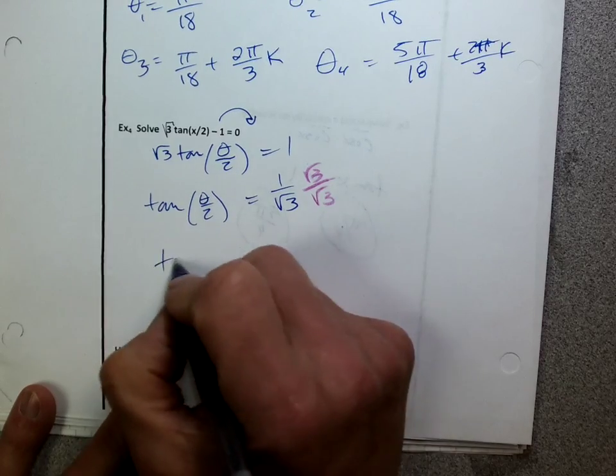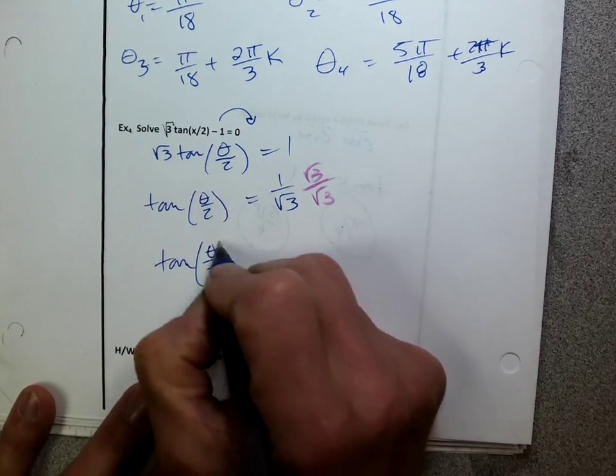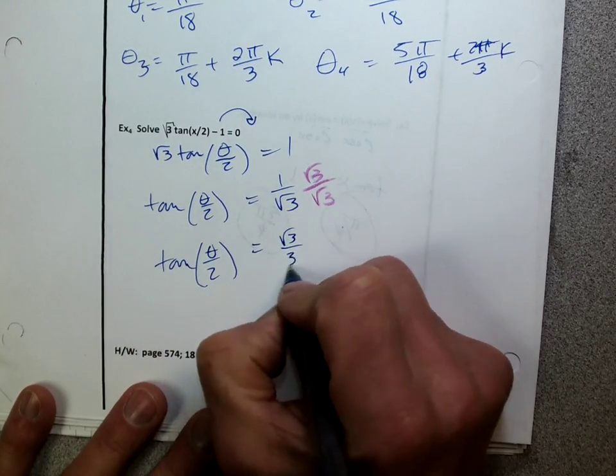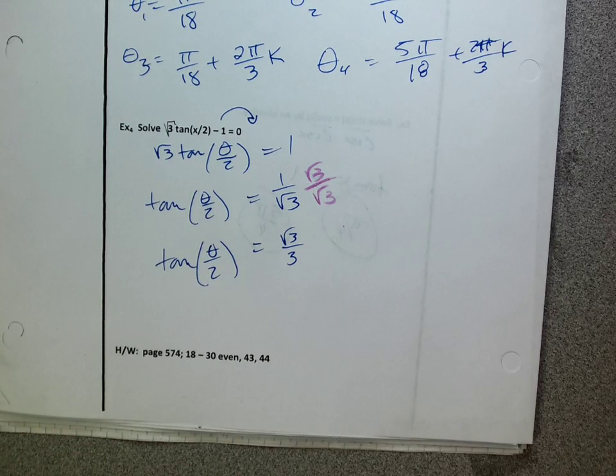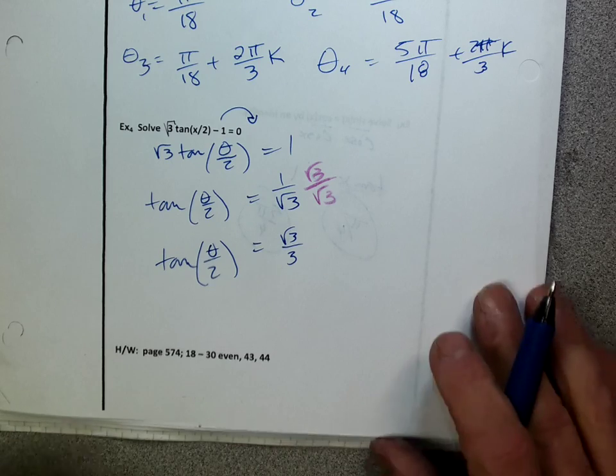So then I've got a tangent of theta over 2 equals square root of 3 over 3. Now I wanted to rationalize it because that's a unit circle answer. But before I do anything, let's think about what the graph looks like, because we may have multiple answers, right?